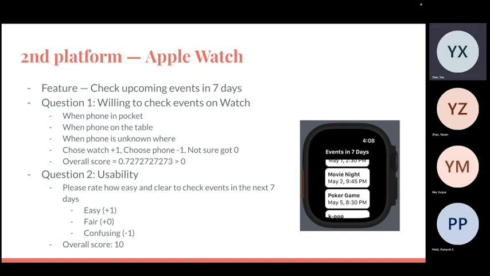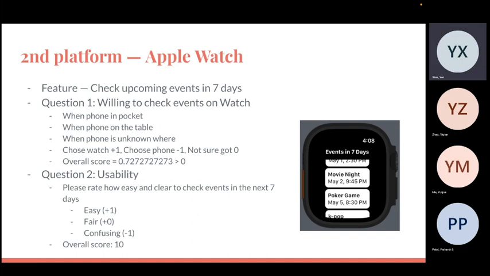The second question is about usability. Can people easily check the events on the Apple Watch? Well, clearly, yes, because our design is quite simple. We try to keep it very, very simple. Because the screen is really small, we ignore a lot of redundant parts, such as the image or the tag of the events. We only keep the title and the time. Most people, 10 out of 11, agree that our app is easy to navigate.